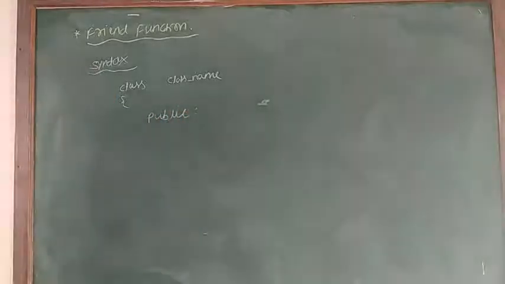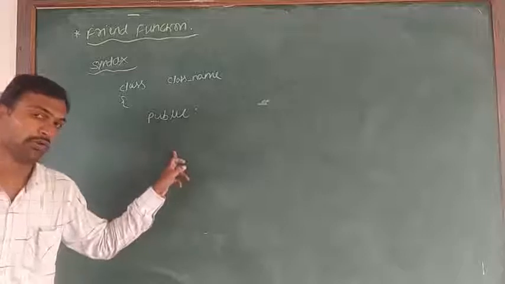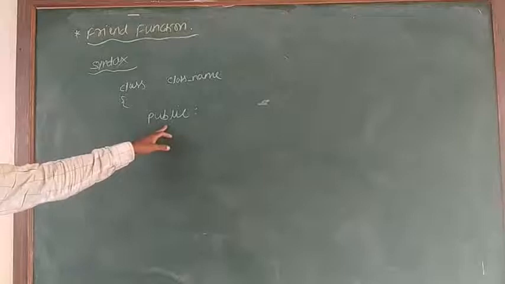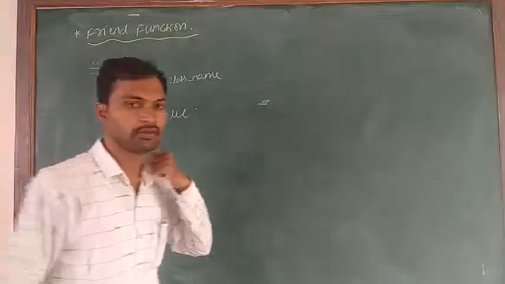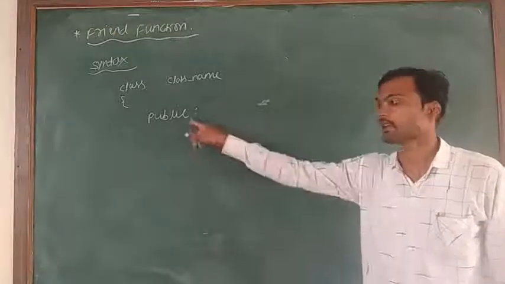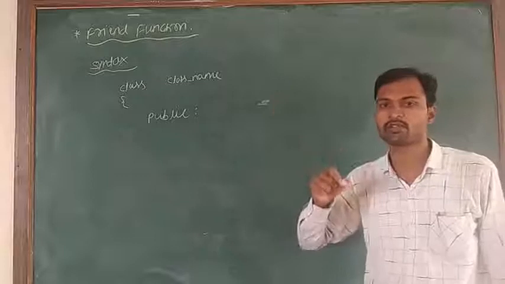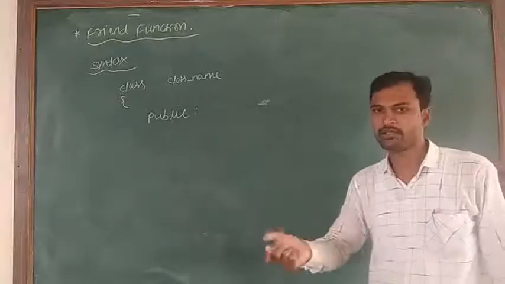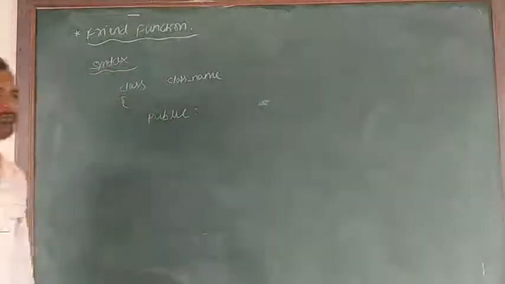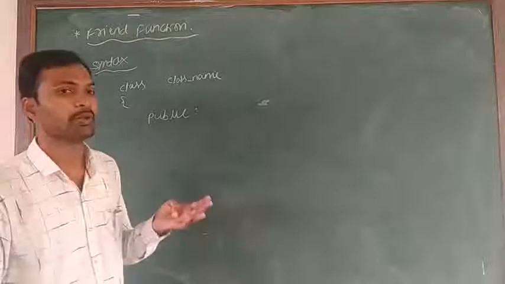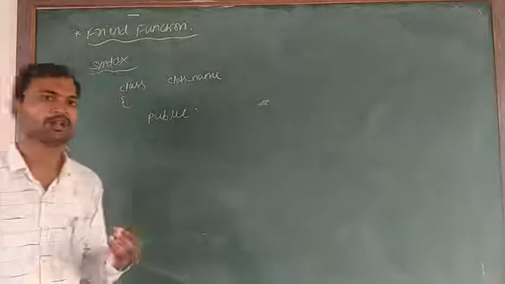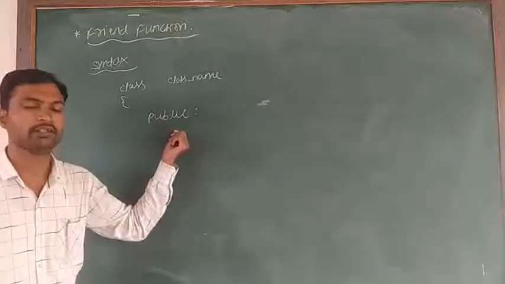Okay. So already I told you we have to declare a friend function inside the class only. You can define a friend function outside the class, but the declaration should be inside the class. Friend function declaration should be inside the class, definition outside the class. So we will declare the friend function in this public only. You can declare it anywhere, either public, private, or protected. There are no restrictions. But I will declare it in this public only.